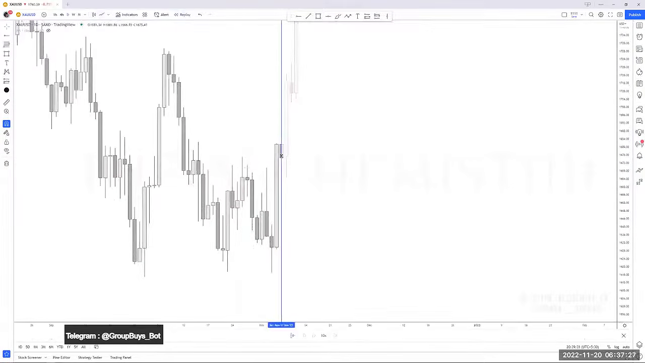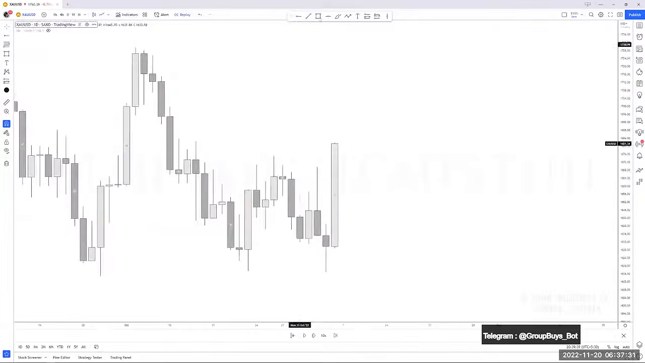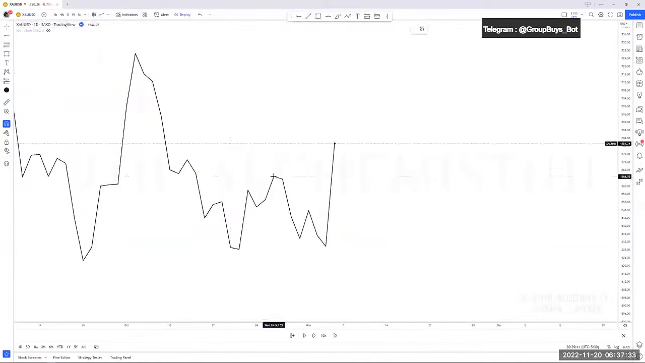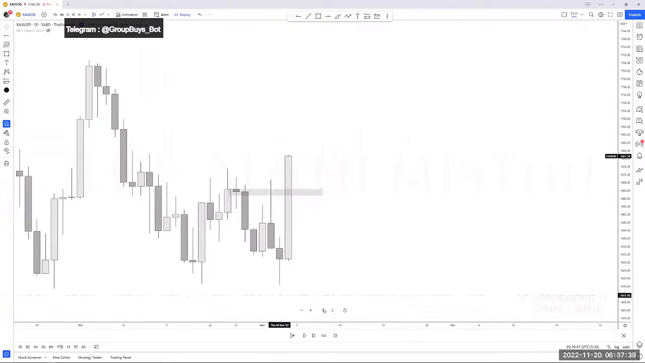So if I put the replay tool somewhere around here, what is this? This is a resistance, right? This right here will be a resistance. So now it is broken. So now we can expect it to act as a support.